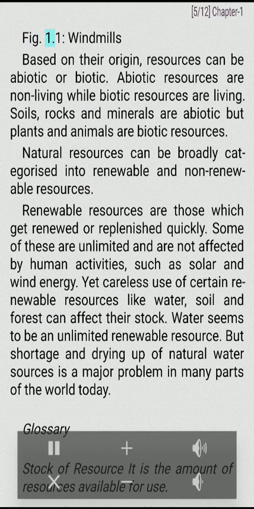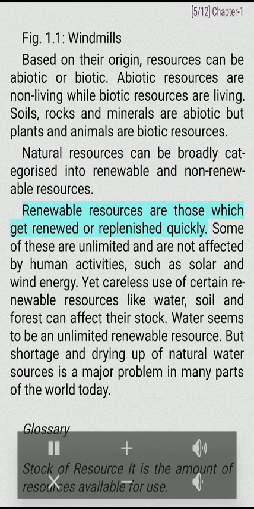Fig. 1. Windmills. Based on their origin, resources can be abiotic or biotic. Abiotic resources are non-living while biotic resources are living. Soils, rocks and minerals are abiotic, but plants and animals are biotic resources. Natural resources can be broadly categorized into renewable and non-renewable resources.